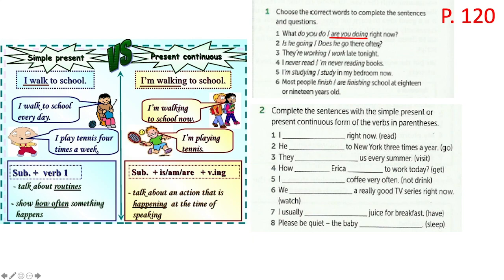Okay? And then we have is he or does he go there often? Does he go? Definitely. I told you before, whenever you have these words like always, sometimes, never, often, once a week, every day, simple present. Yeah? And then you continue with the other exercise. In number 2, you need to complete the sentences with a simple present or present continuous form of the verbs in parentheses.